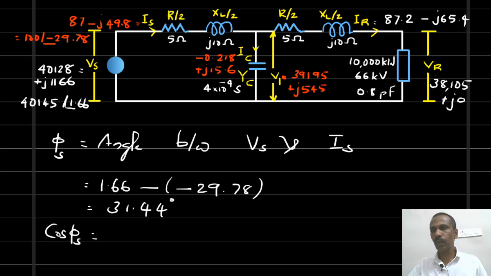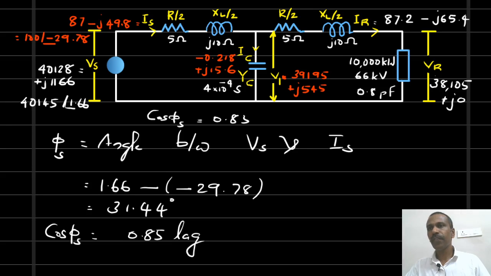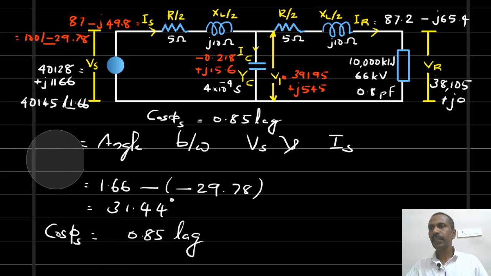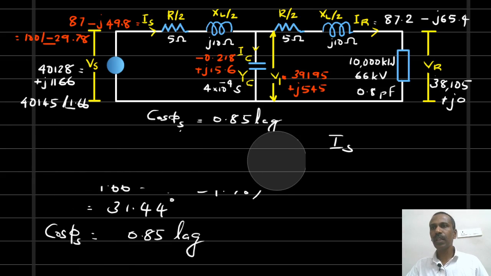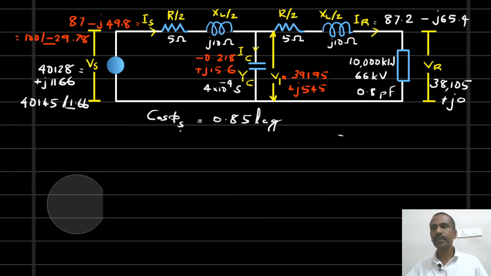Cos phi s is equal to 0.85 lagging. The sending end power factor is 0.85 lagging. What is the receiving end power factor? It is same as the load power factor, it is 0.8 lagging.